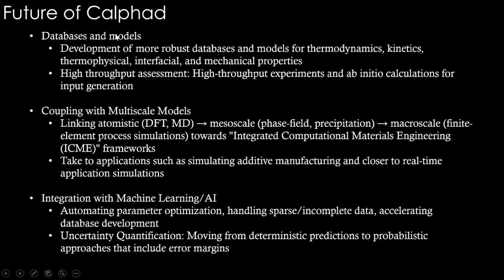So when it comes to the future of CALPHAD, the first thing is the databases and models, the challenges that we talked about. Development of more robust databases and models for thermodynamics, kinetics, thermophysical, interfacial and mechanical properties are all required, and if at all it can be done in a high throughput manner, it will be helpful. High throughput experiments and ab initio calculations for input generation would really help.